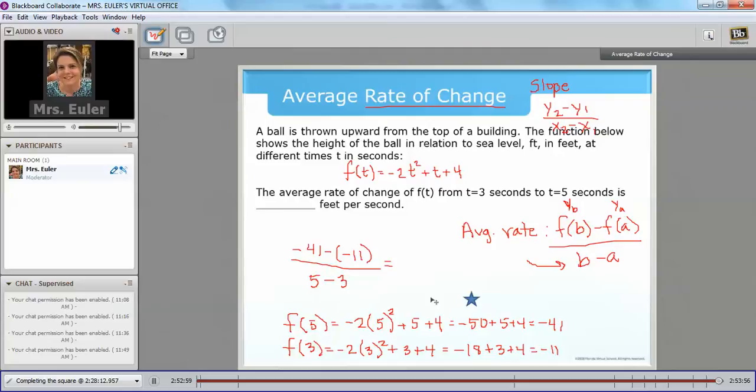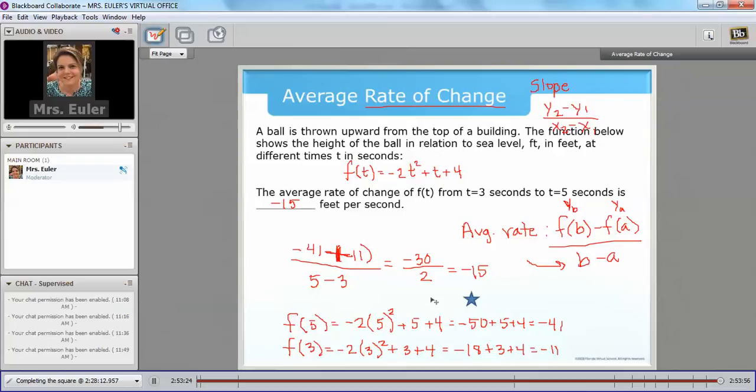And simplify. So negative 41 minus a negative 11. Just think of it as plus the sign. I'm adding it. Here's negative 30, divided by 5 minus 3 is 2, which gives us negative 15. Negative 15 feet.